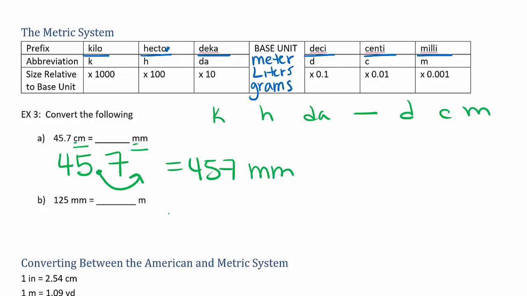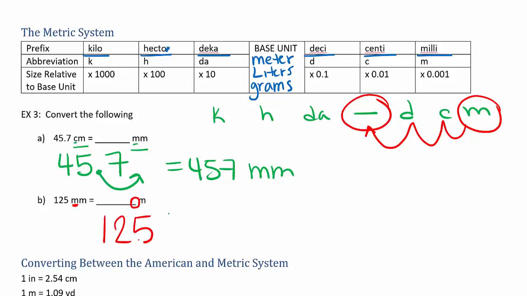In my second example, we're going from millimeters to meters. This is a base unit. There's no prefix. So we're starting at millimeters. We want to move 1, 2, 3 to the left to get to that base unit. So I can take the 125, the decimal is at the end of that number, and move it 1, 2, 3 places to the left, and my answer is 0.125 meters.